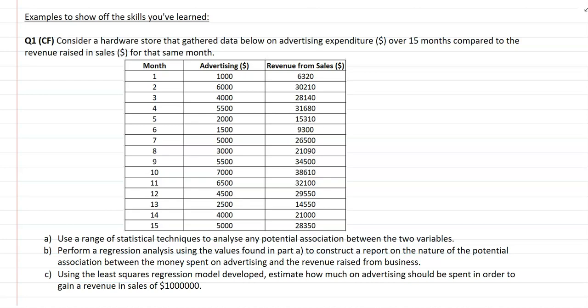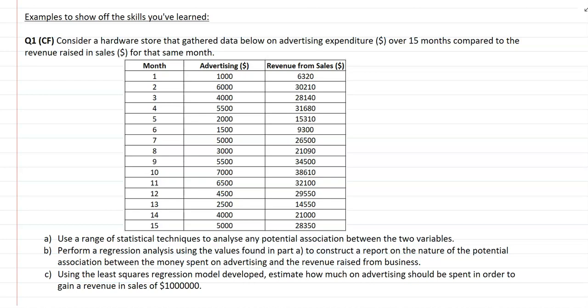Firstly, part A, you're going to use a range of statistical techniques to analyze any potential association between the two variables. From there, perform a regression analysis using the values you've found in Part A to construct a report on the nature of the potential association between money spent on advertising and the revenue raised from business. In Part C, you're going to use the model you've developed to estimate how much advertising should be spent in order to gain a revenue and sales of $1 million.